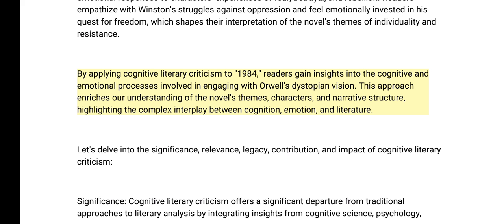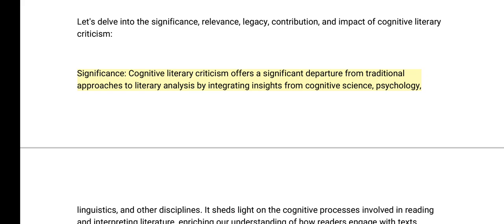By applying cognitive literary criticism to 1984, readers gain insights into the cognitive and emotional processes involved in engaging with Orwell's dystopian vision. This approach enriches our understanding of the novel's themes, characters, and narrative structure, highlighting the complex interplay between cognition, emotion, and literature. Let's delve into the significance, relevance, legacy, contribution, and impact of cognitive literary criticism.